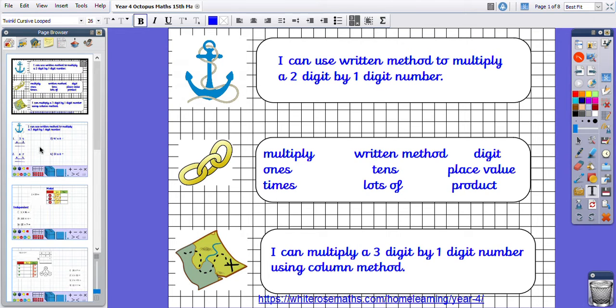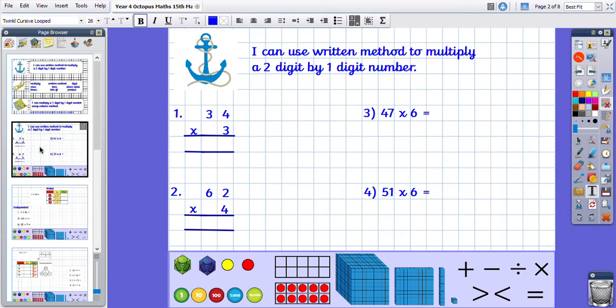Good morning, Year 4. It's Friday, and today we're going to be looking at multiplying a 3-digit by a 1-digit number using column method. So your anchor task, recalling what we did yesterday, can you use written method, so using column method to do these sums? So we are doing 2 by 1-digit multiplication. So pause the video. Question 1 and 2 are set out for you, but questions 3 and 4, can you draw your own column method out and have a go at those?